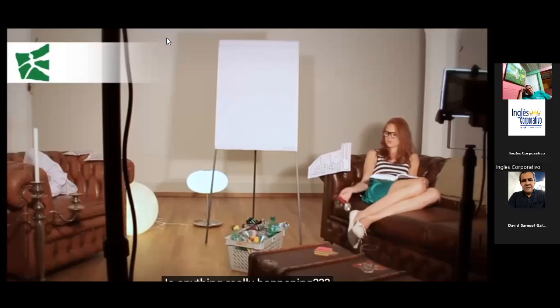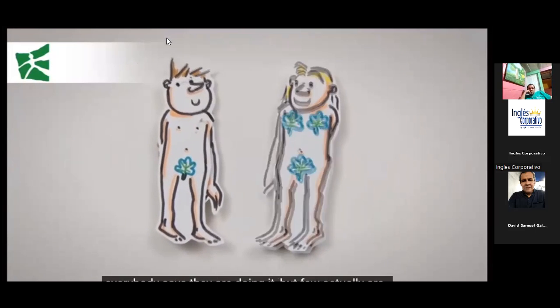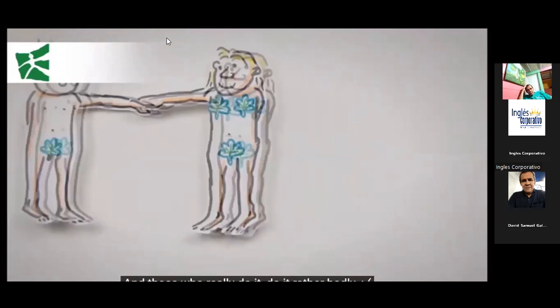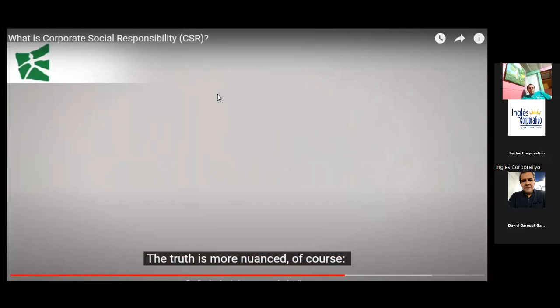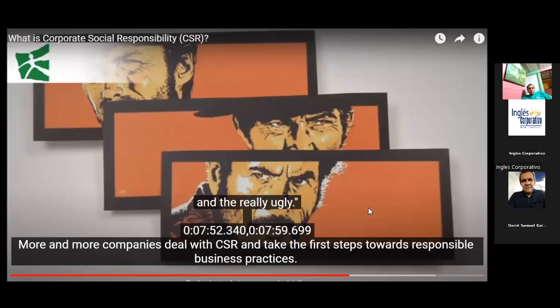Is anything really happening? There is no clear answer to that question. The cynics say that CSR is like teenage sex. Everybody says they are doing it, but few actually are. And those who really do it rather badly. The truth is more nuanced, of course. In the area of corporate responsibility, there is also the good, the bad, and the really ugly.